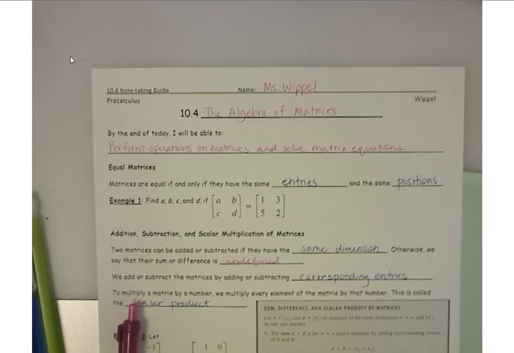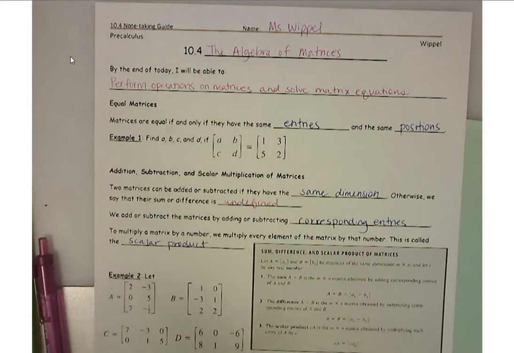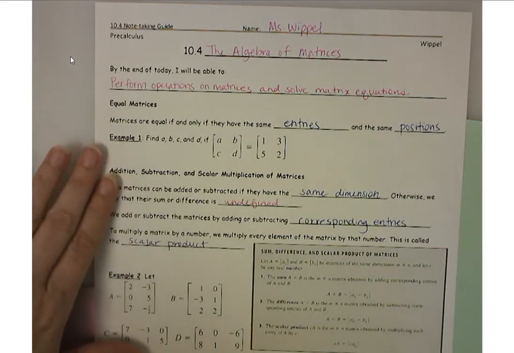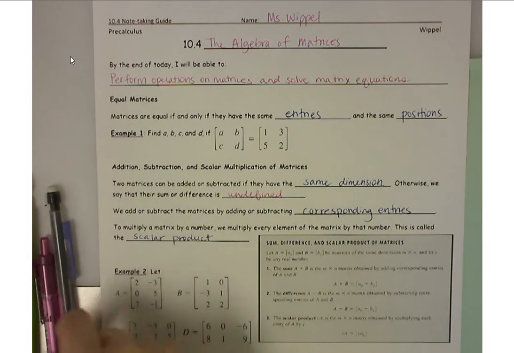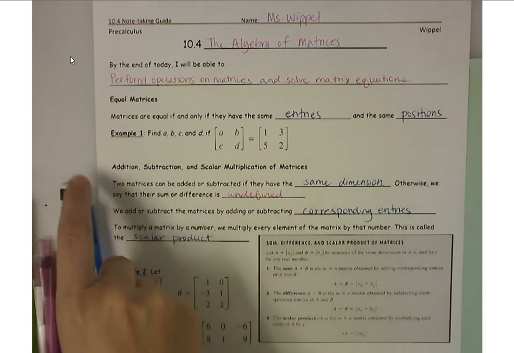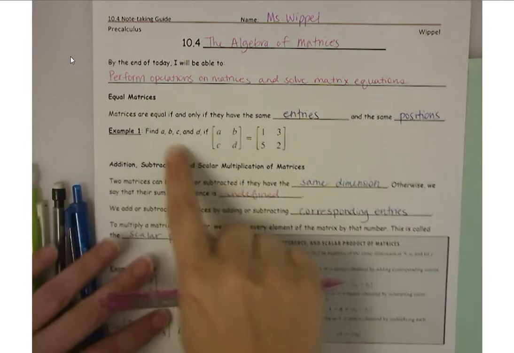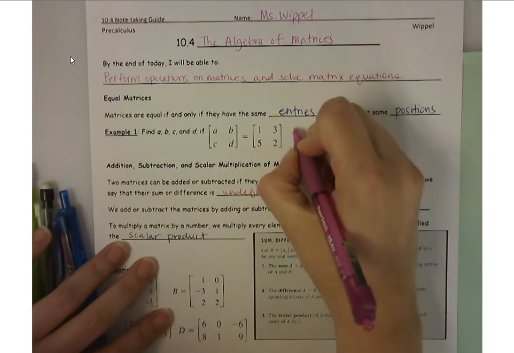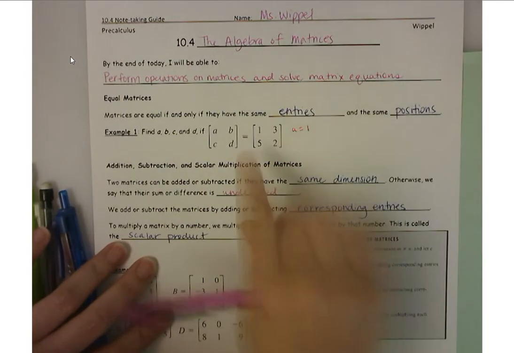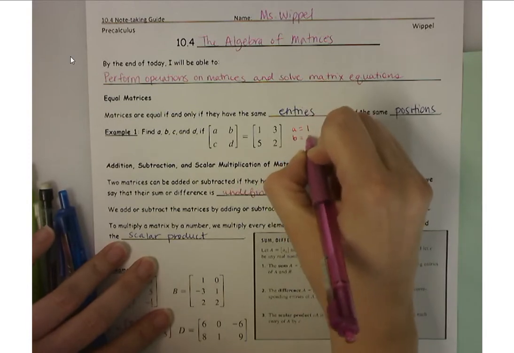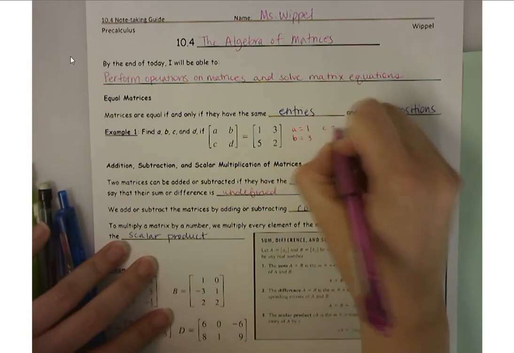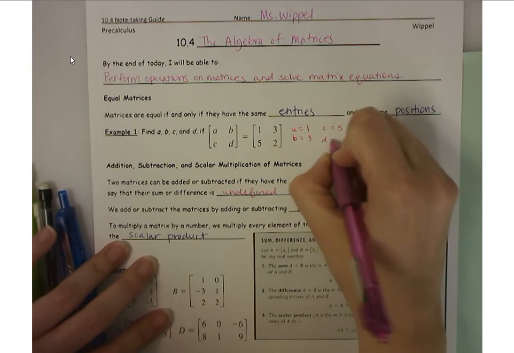Today we're doing 10-4, which is the algebra of matrices, and we're going to perform operations on matrices and solve the equations. So you guys just read about how matrices are equal if they have the same entries in the same position. So if we're finding A, B, C, and D, since 1 is in the position for A, we know A is going to be equal to 1, B is going to be equal to 3, C is equal to 5, and then D is equal to 2.